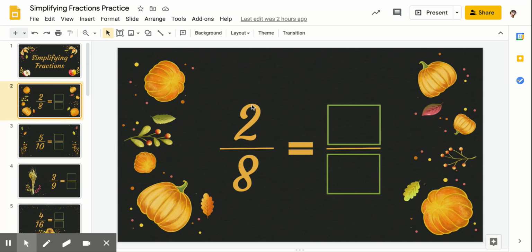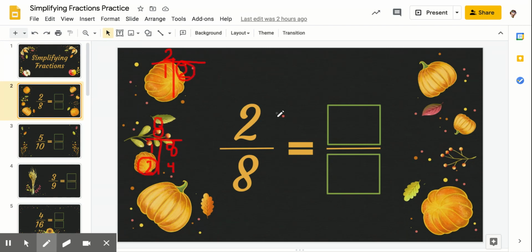So if I were to write out my T-charts for this, 2 is prime, right? So if I do my T-charts for 2, I know that 2 is 1 times 2, right? Well, 8 can be divided by 2, right? When I do my T-chart for 8, I know 1 times 8, and I also know that I've got 2 times 4, right? So 2 will be the greatest common factor of 2 and 8.